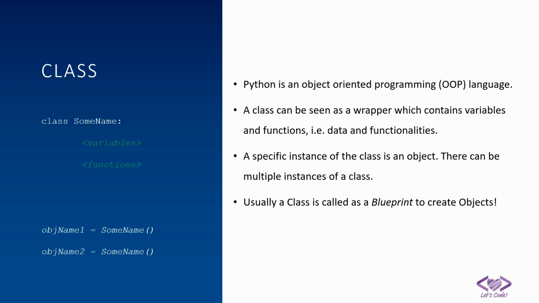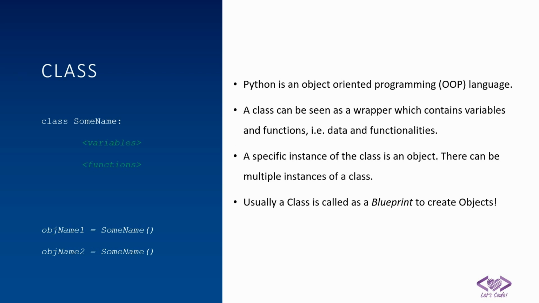If you read a lot of articles online, everyone will be using a term called blueprint. Usually a class is considered to be a blueprint using which you can create a lot of objects. You will see in code how we create a class and why a class is required. But how we create a class in Python is using the keyword class.